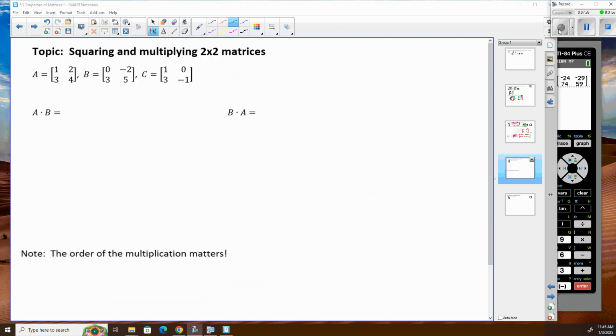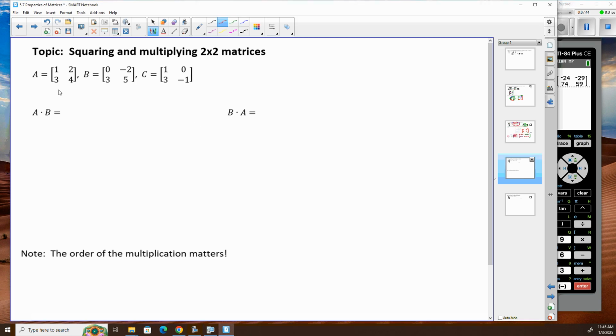Okay, so on this one, they asked me to do matrix A times matrix B, and then they asked me to do matrix B times matrix A. Even though we're multiplying the same matrices together, because they switched the order in which we multiply, it will give us a different answer. So the order you multiply matrices is going to matter.